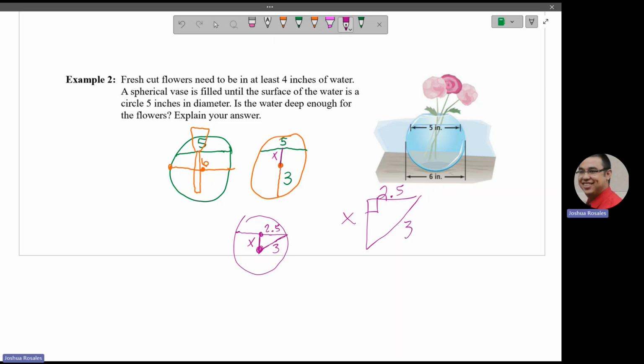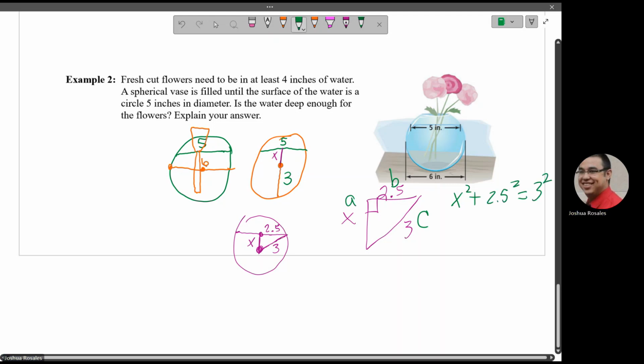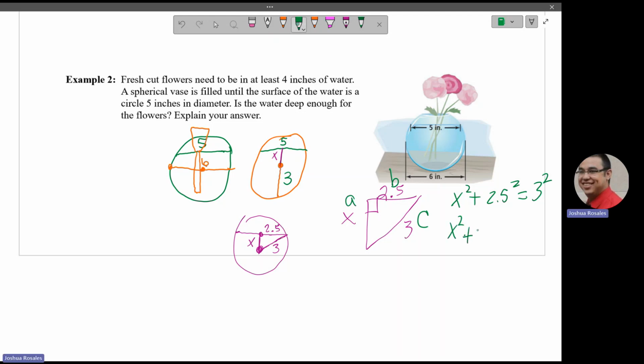Again, my advice, always look for the right angle. The right angle is pointing to C. The other two that touch the right angle can be A and B. A squared plus B squared equals C squared. 2.5 times 2.5 is what? 6.25. 3 times 3 is 9. Go ahead and subtract.